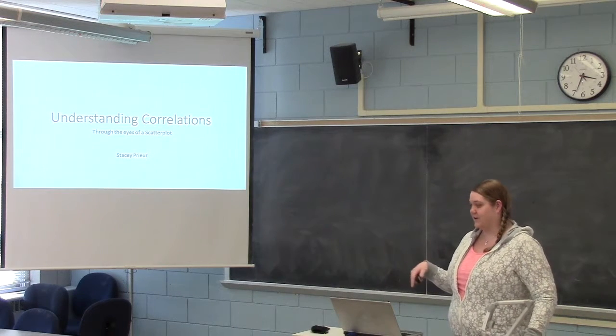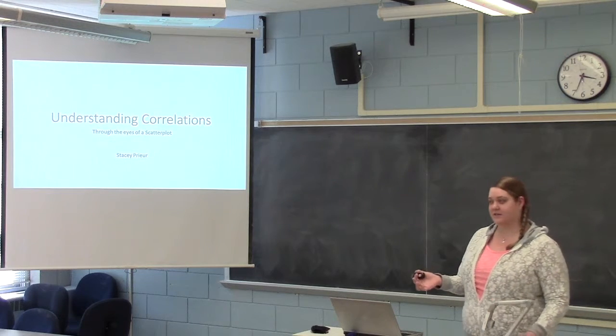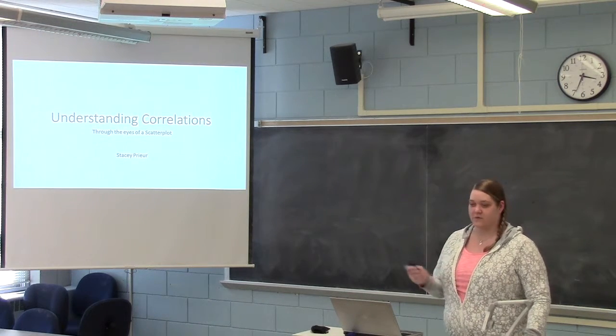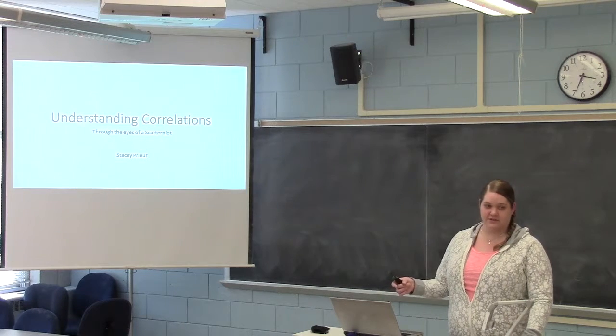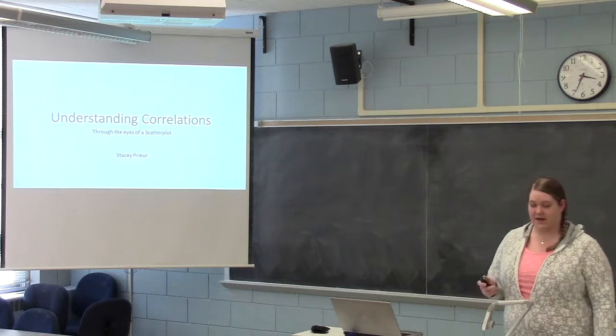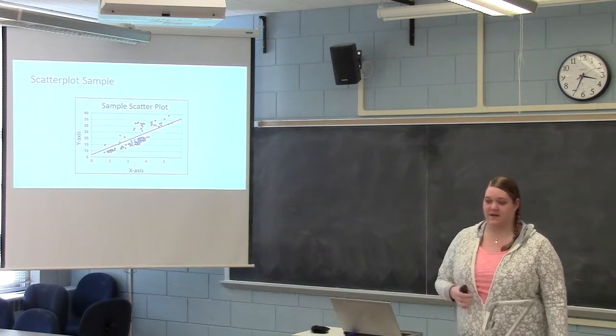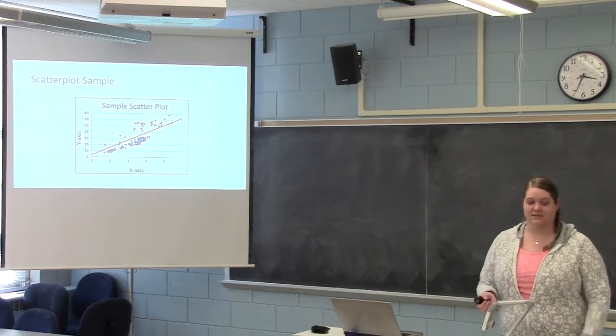And so today I kind of want to talk to you about one of the things that statisticians do to analyze data, and that is to look for relationships, which we call correlations. And the simplest way to do that I found is by using a scatter plot. This is what a sample scatter plot looks like. It has an x-axis and a y-axis.